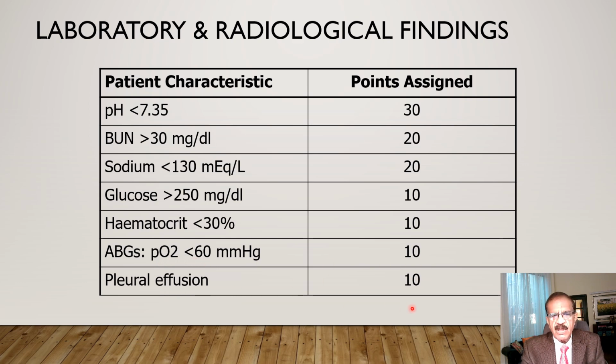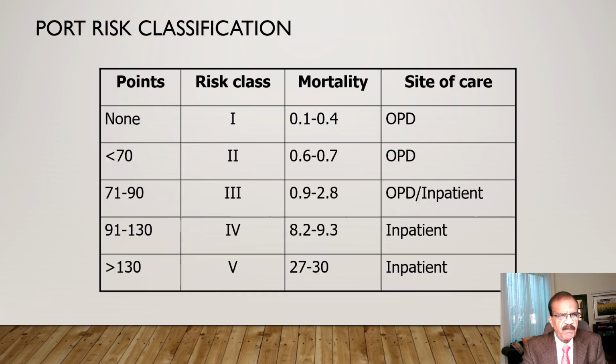And pleural effusion, 10. So actually, aim is not to memorize these things, but just to have some idea that these are the parameters which determine the prognosis. So you could actually refer to different apps. This is available in app also. If you see many patients of pneumonia, maybe you can use this app to determine the prognosis in individual case.